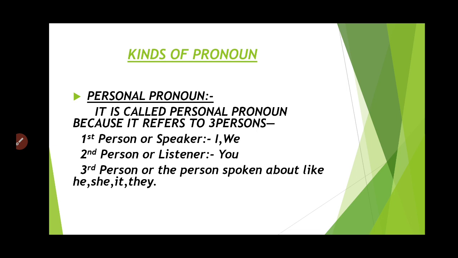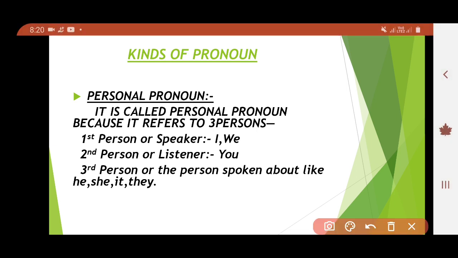So, what is this first person, second person, third person? Let me clear you that the first person is the speaker. That means in this class, now who is the speaker? I am speaking. Yes or no? The person who is speaking is called the speaker. That means I am the first person. Then who is the second person? The second person is listener. Who is listening? You are listening. Yes or no? So you are becoming here the listener. I am the speaker. You are the listener.